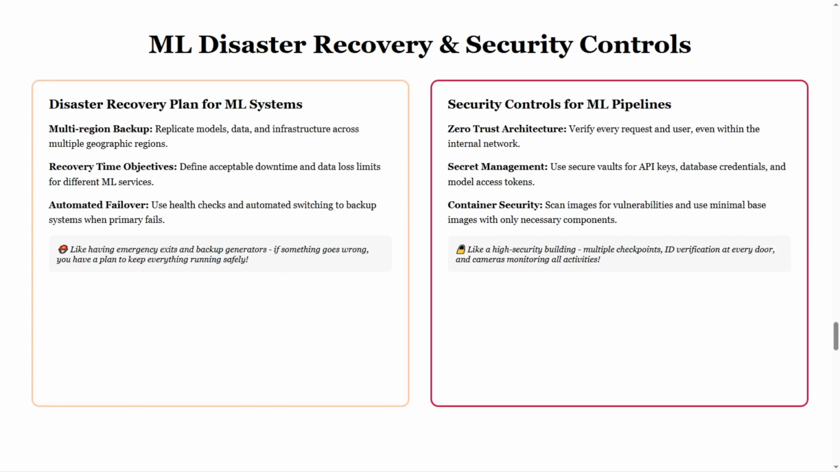Disaster recovery plan for ML systems. Multi-region backup. Replicate models, data, and infrastructure across multiple geographic regions. Recovery time objectives. Define acceptable downtime and data loss limits for different ML services. Automated failover. Use health checks and automated switching to backup systems when primary fails.